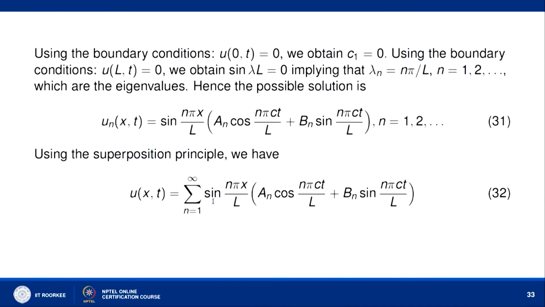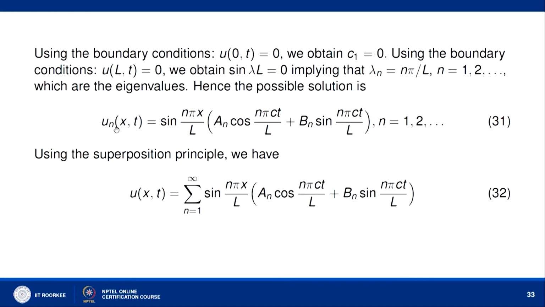So this implies that here you will get a non-trivial solution provided this lambda is n pi by L, which is given here. Using the boundary condition u(0,t) equal to 0 we get c1 equal to 0 as we have pointed out, and using the boundary condition u(L,t) equal to 0 we have sin lambda L equal to 0. This implies that lambda is written as n pi by L, where n is 1, 2, 3 and so on, an integer value, which are the eigenvalues corresponding to the eigenfunction sin lambda x.